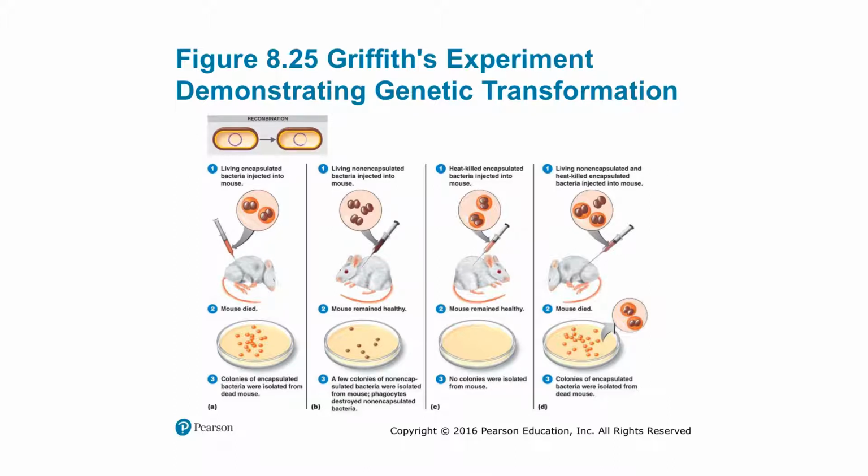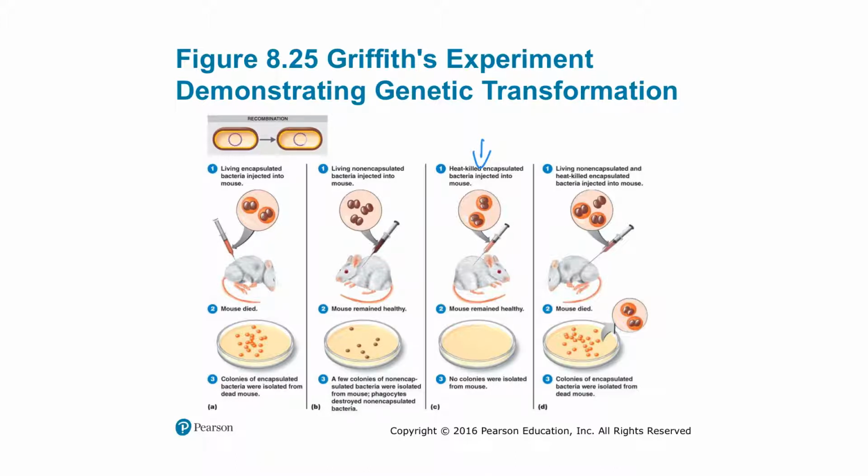A few colonies of the non-encapsulated bacteria were isolated from the phagocytes, which destroyed the non-encapsulated bacteria. Then they heat killed the encapsulated bacteria and injected those into the mouse, where the mouse remained healthy and no colonies were isolated. And then lastly, the living non-encapsulated and heat-killed encapsulated bacteria were both injected into the mouse, and then the mouse died. And colonies of encapsulated bacteria were isolated from the dead mouse.